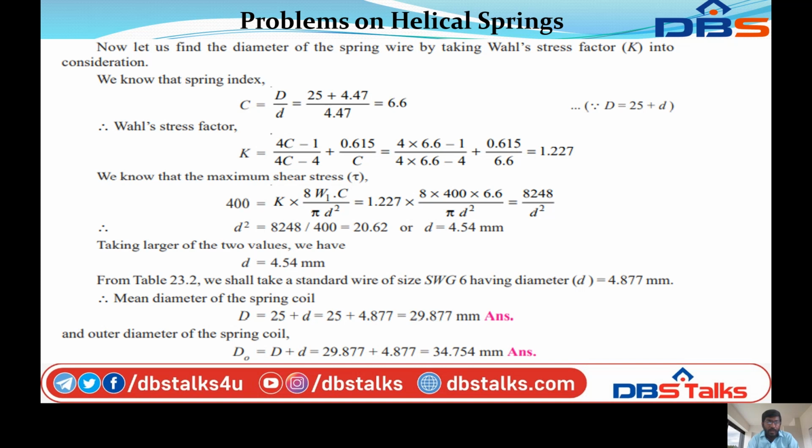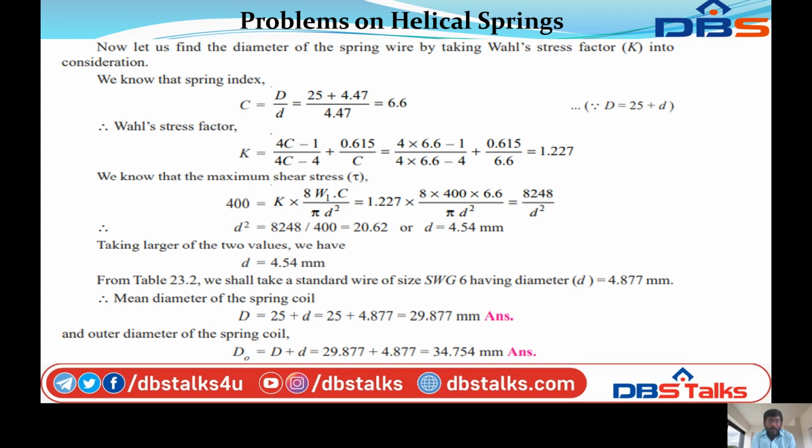Now let us find the diameter of the spring wire by taking the Wahl stress factor K into consideration. We know that the spring index C is equal to capital D by small d. Since capital D is equal to 25 plus small d, that is (25 + 4.47) by 4.47, which is equal to 6.6. So the spring index C is equal to 6.6.